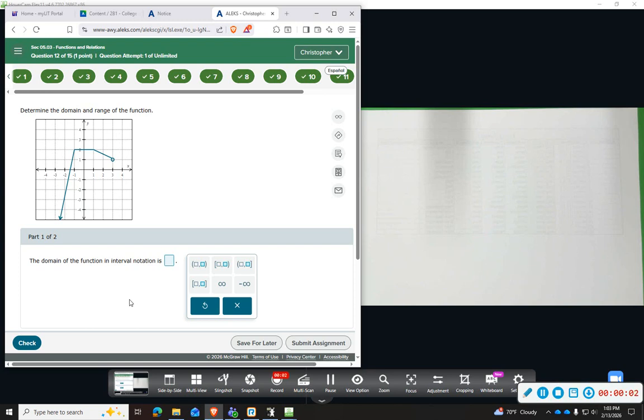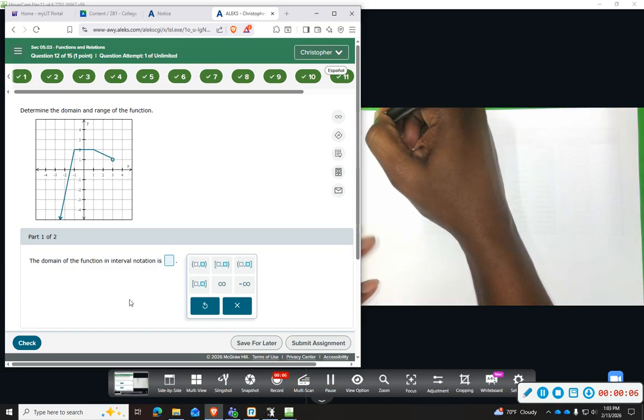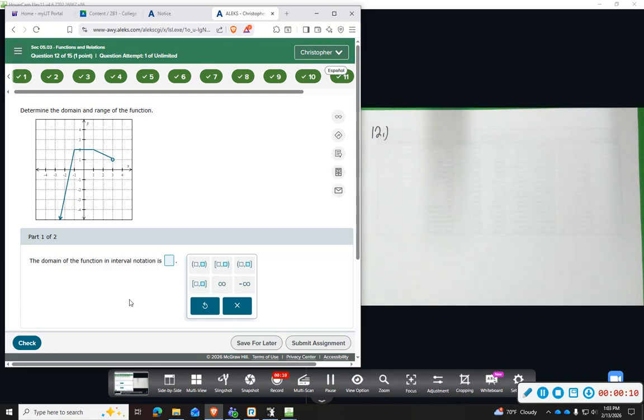All right, number 12, we want to determine the domain and range of this function. So what we want to do is read the graph. We read from left to right, bottom to top. We're going to start with the lowest value and go to the highest value. So I'm looking at the x direction, and I'm looking at this blue line. That's my graph, and I'm trying to see how far to the left it goes.